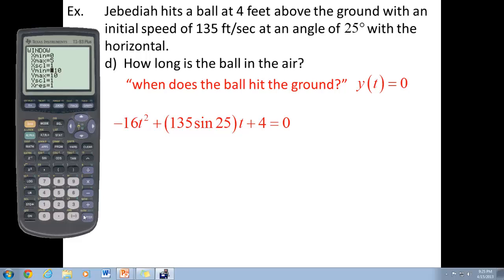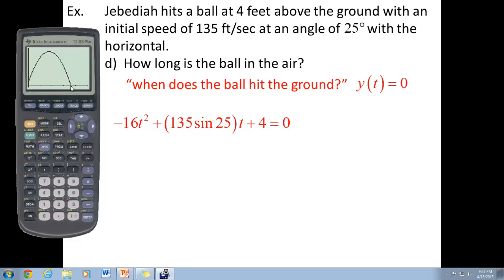Alright, and then for y min and y max, I like to have a little bit below the x-axis just to make sure that nothing gets blocked by anything on the bottom of my screen. So I'll go as far as -2, which is going to be 2 feet below the ground, and I'm going to go as high as 60 because I know the maximum height was somewhere in the 50s. So let's graph it and see what happens. So there's the path of the ball, maximum height, and then it lands right here.